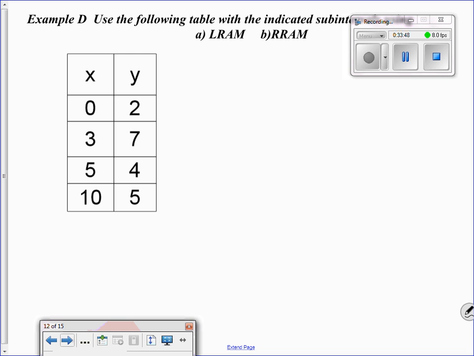Sometimes you're given a table of values. So remember, there's no making stuff up with tables. And so this time I've got 4 points. How many rectangles am I going to be able to make? 3, right? So what's different about these problems is that, look at the widths. Maybe if I drew it a little bit here.